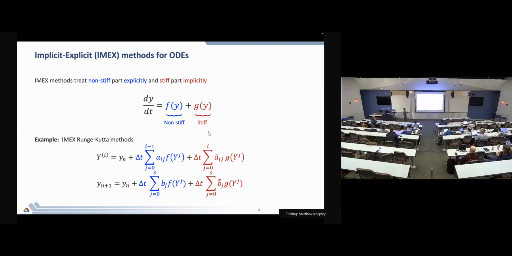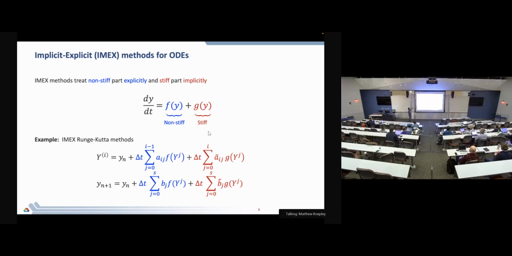It's less expensive because you only need to provide a partial Jacobian, which is the Jacobian of the function g, instead of the full Jacobian. And often in practice, people want to make this g function linear, so that you only need to solve linear systems instead of solving nonlinear systems at each time step.